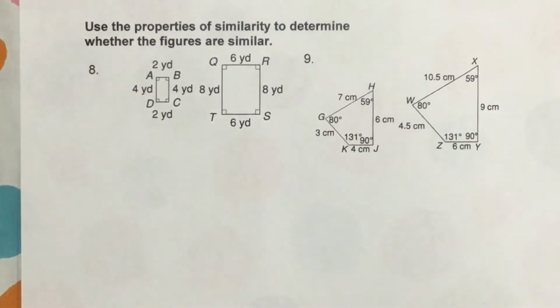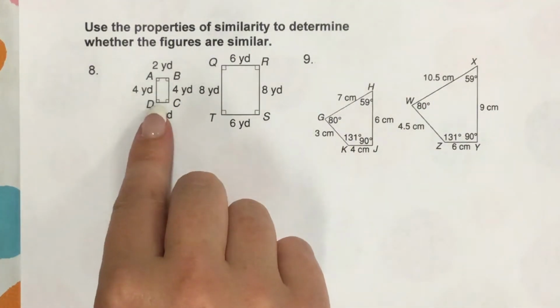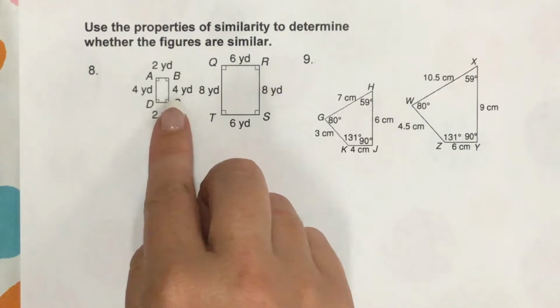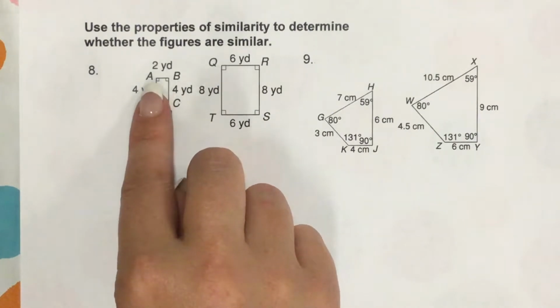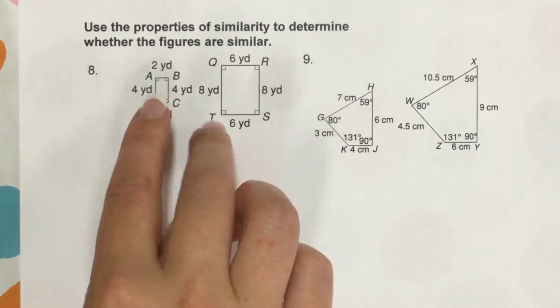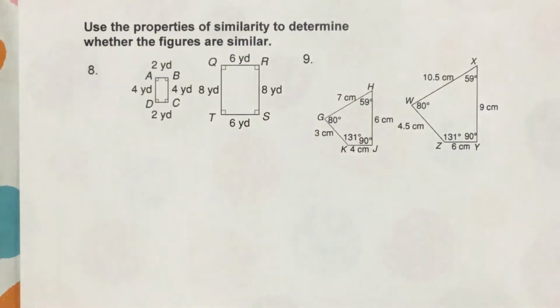Okay, so 8 and 9 are dealing with quadrilaterals. Let's start with 8, working on it together. So the first thing we want to look at is, do these have the same shape? For them to have the same shape, they have to have the same angle measures. If you look at this little box right here, that little box means that it's 90 degrees. So this is 90 degrees, that's 90 degrees, that's 90 degrees, and that's 90 degrees. And then if you look here, this is 90, 90, 90, 90. So the corresponding angles have the same angle measures, so you know it is the same shape.